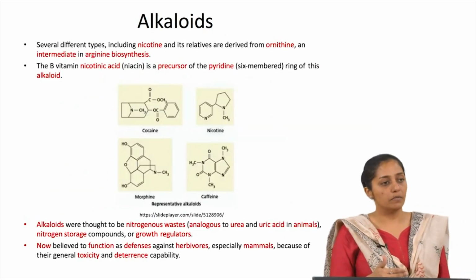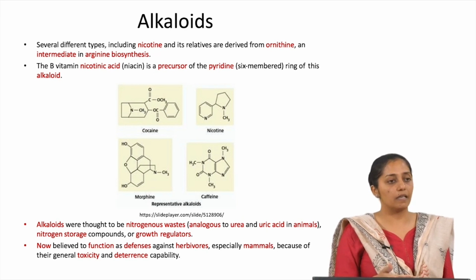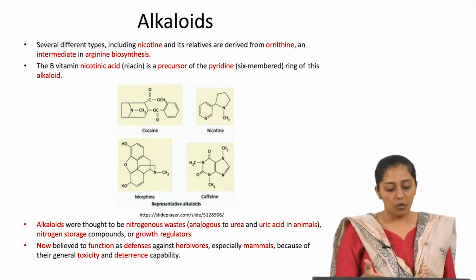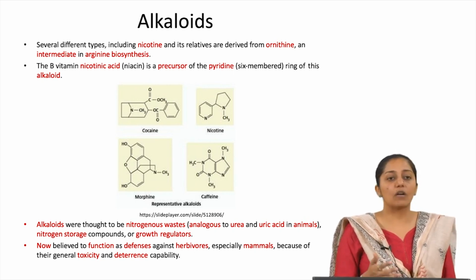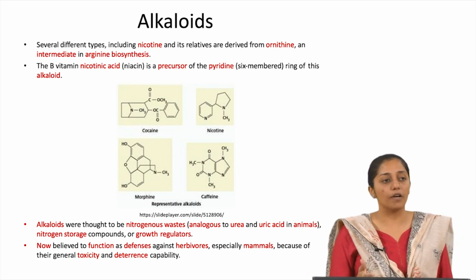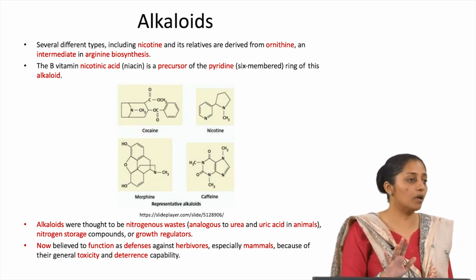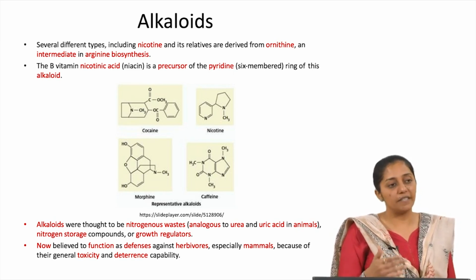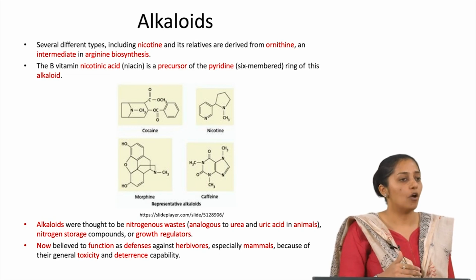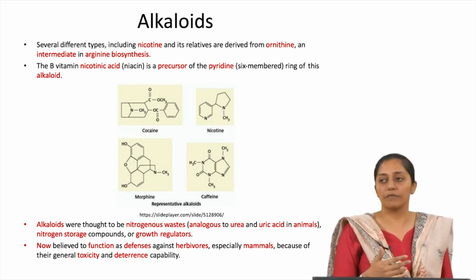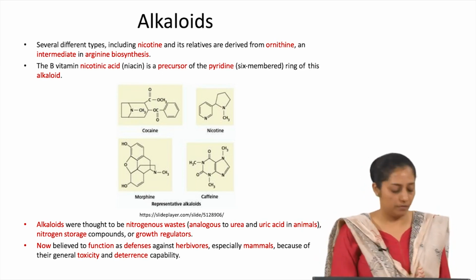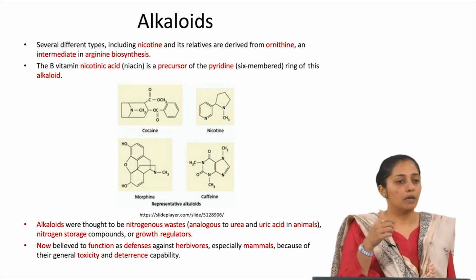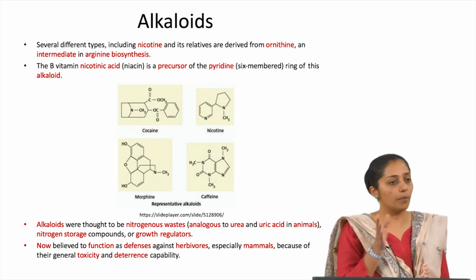Apart from the alkaloids which we know, there are other alkaloids where arginine, for example, is involved. So this is nicotine, cocaine, morphine, caffeine; these are also alkaloids. They are used as deterrents for mammals, animals, and humans. They act as feeding deterrents, they directly act as toxins, or they disturb the digestion process of the pathogen or the herbivore.